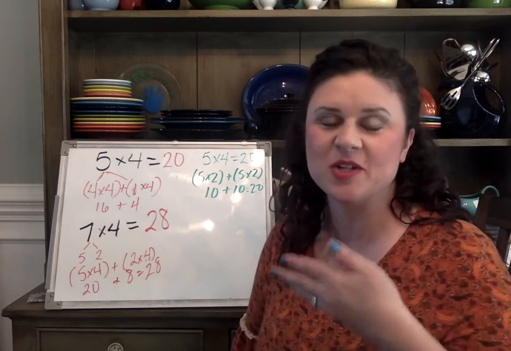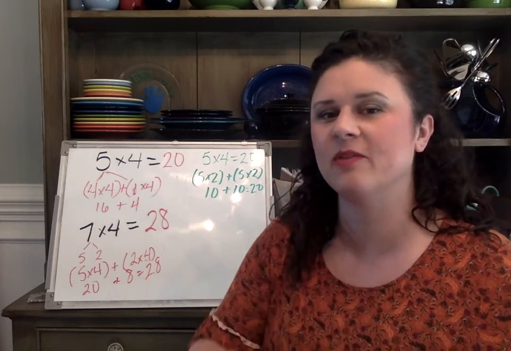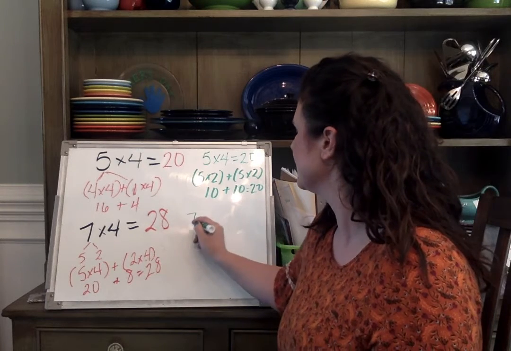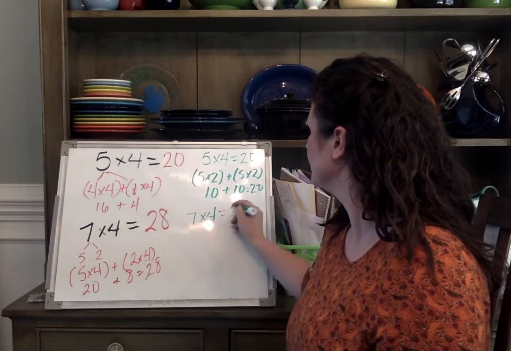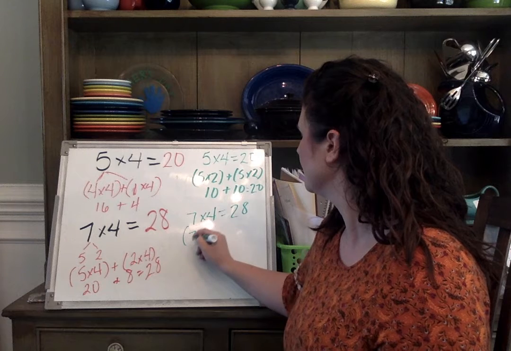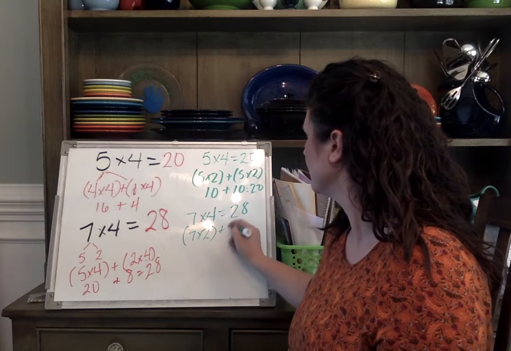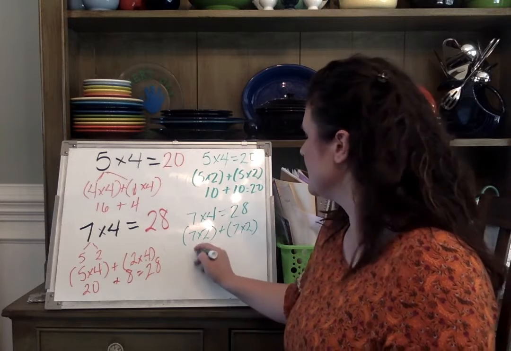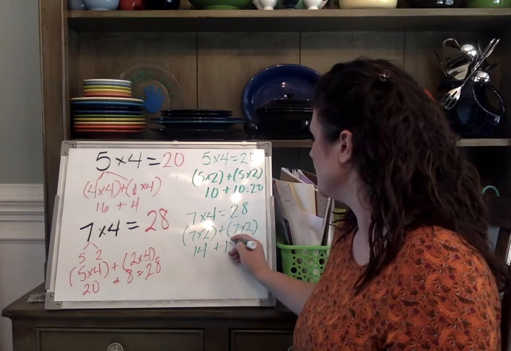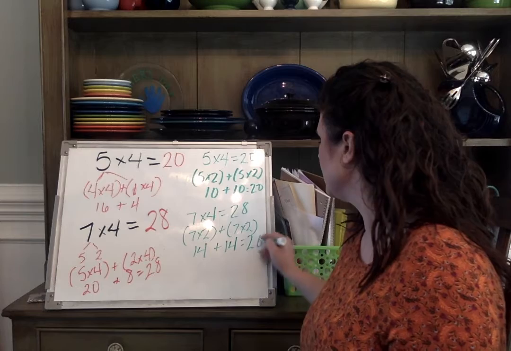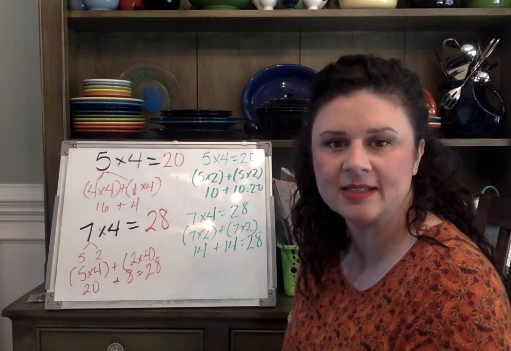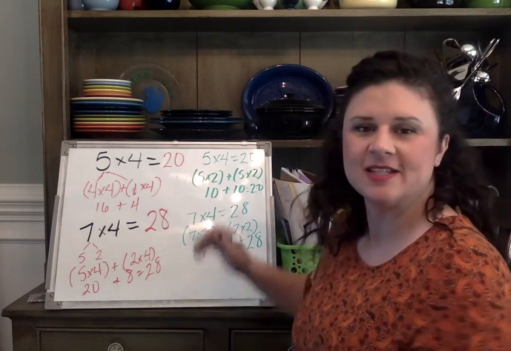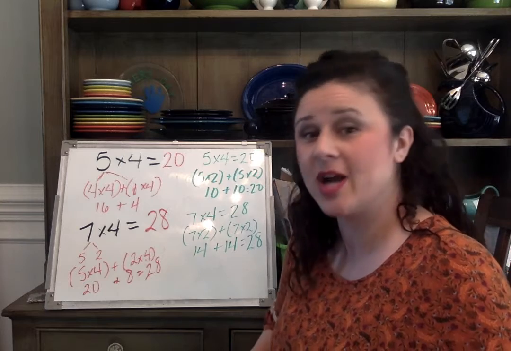Now this strategy was hard for me because my brain was kind of wired to think about it like this. 7 times 2 is 14. 14 and 14 make 28. For me, this double was an easier strategy.